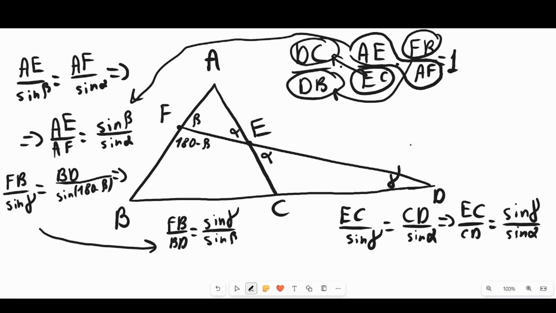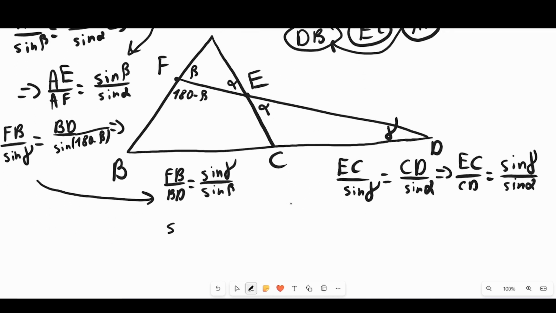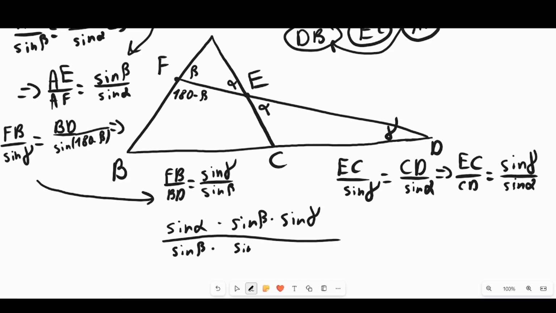So we have found all of the ratios, and so we need to show that sine of alpha times sine of beta times sine of gamma, over sine of beta times sine of gamma times sine of alpha, equals 1. And clearly this is always correct. So we have proved that for any triangle ABC and any intersectoral line EFD, we will have this ratio.